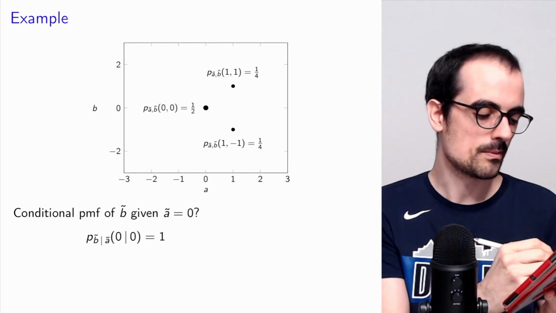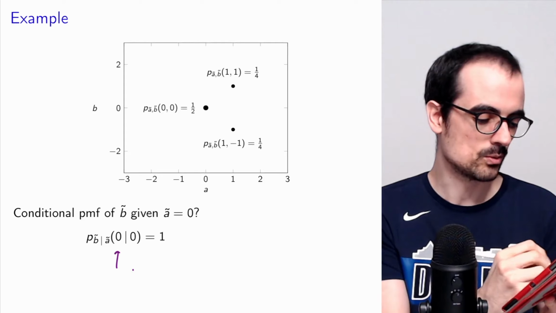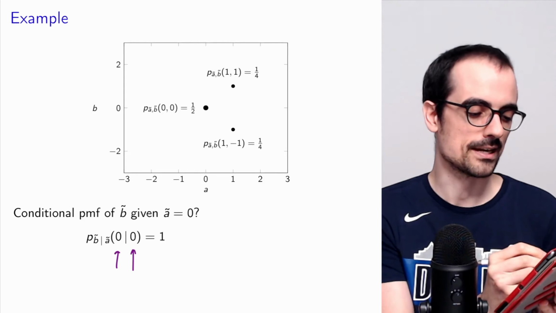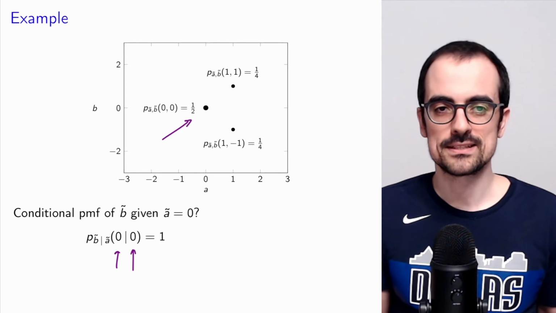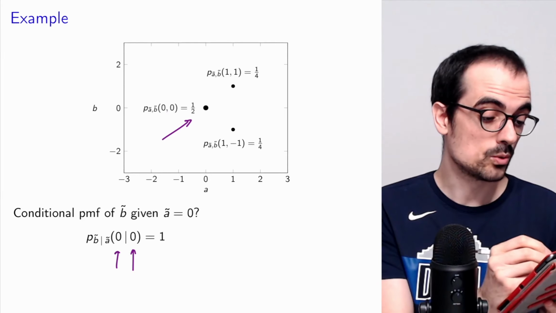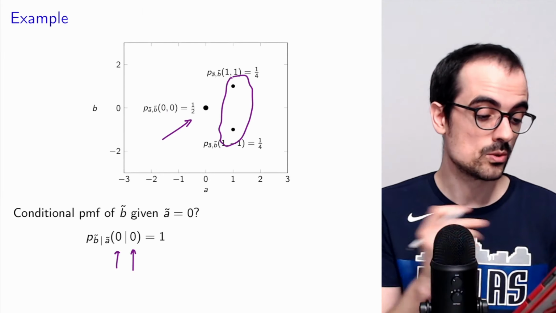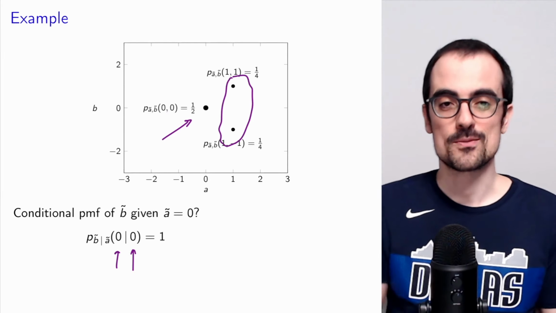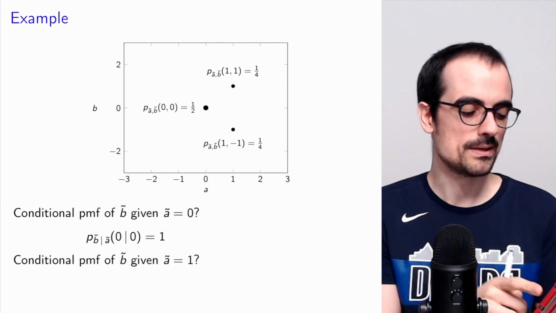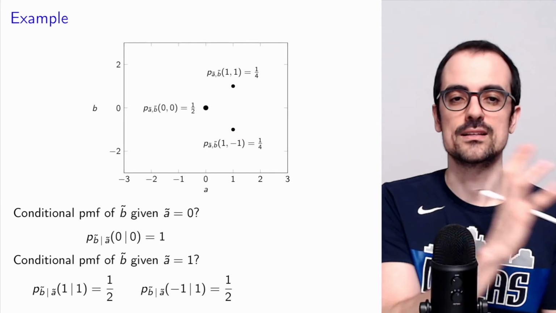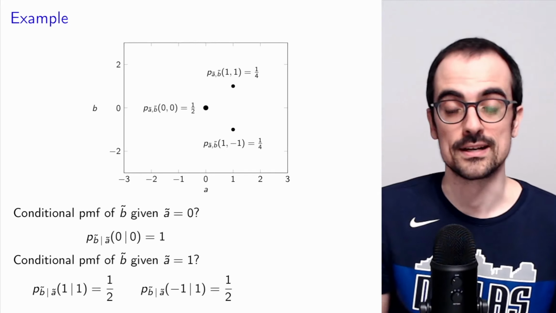The conditional probability that B is equal to 0 when A is equal to 0 is just equal to 1, because that's the only value. When A is equal to 1, B can have two values with the same probability, 1 or -1. So the conditional probabilities are one half assigned to 1, one half assigned to -1.